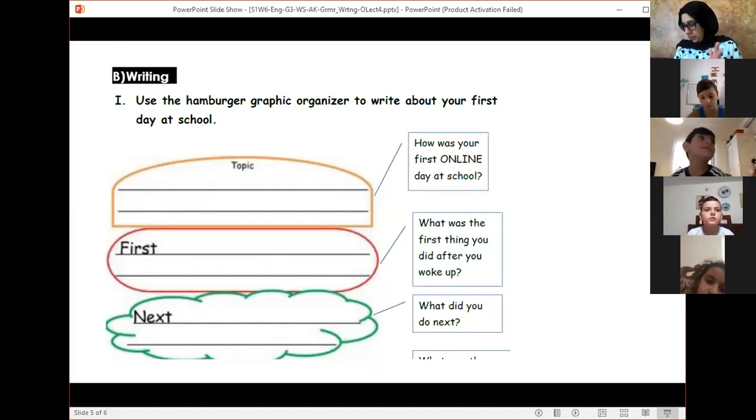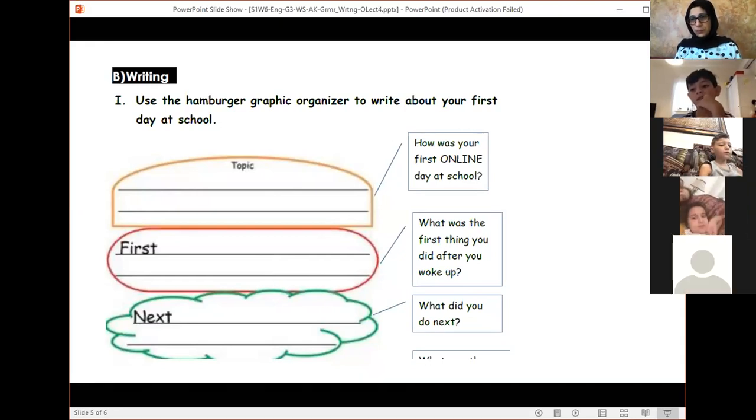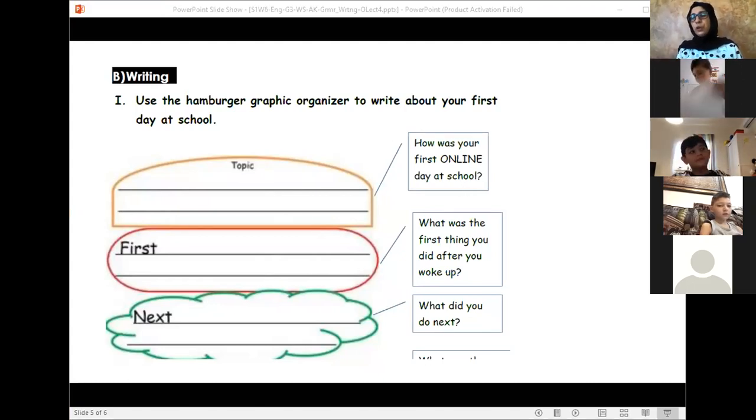So let me have Hassan Baroud. So what did you write in the topic sentence? Or if you didn't do it, no problem. Just tell me what you think we should write in the topic sentence. Miss, I don't. You don't want to? I don't do it. It's okay, no problem. Can you tell me, for example, how was your first online day at school? How would you describe it? What would you say for your first day at school? My first day at school was what?